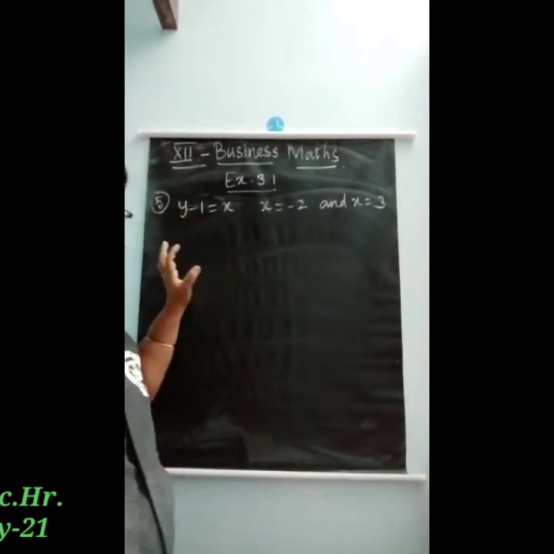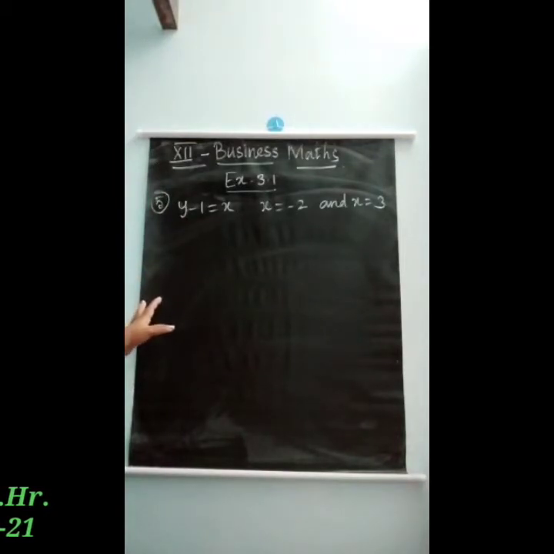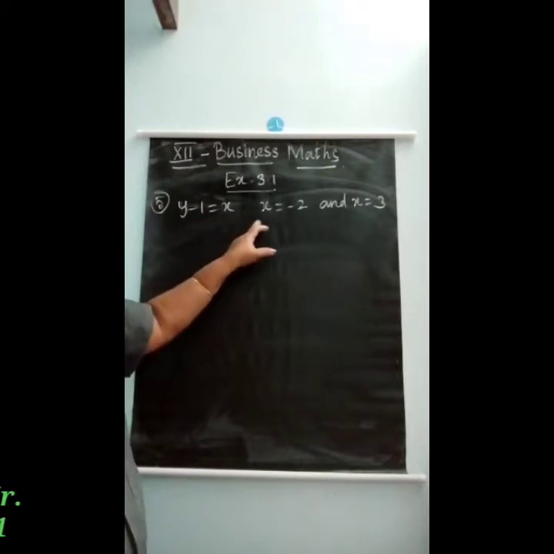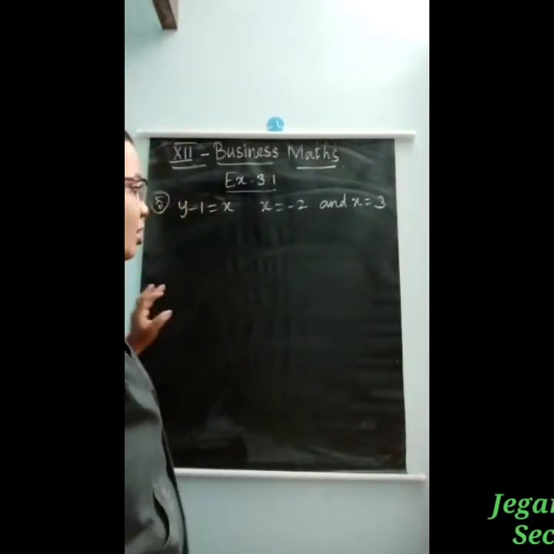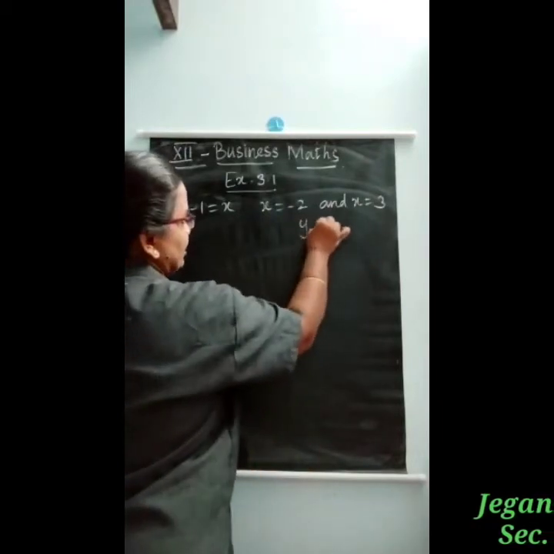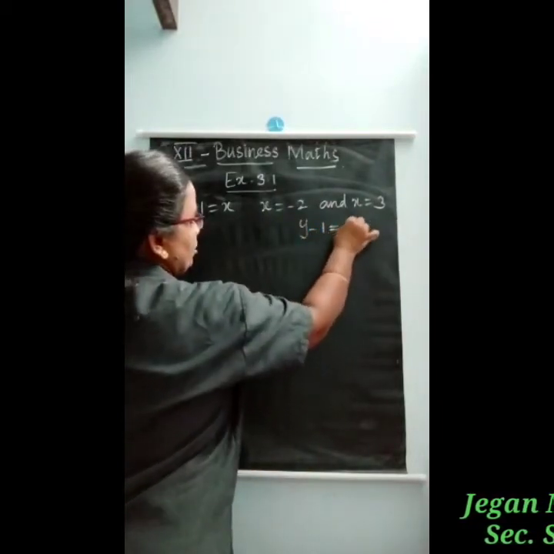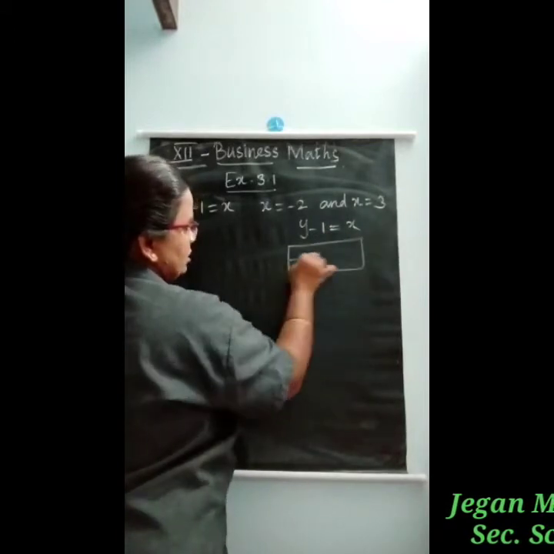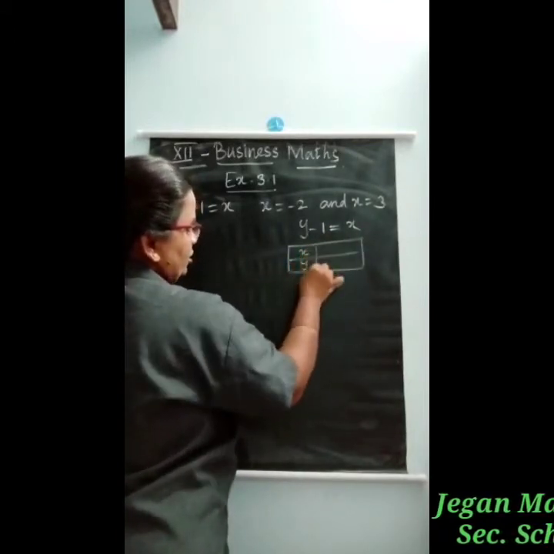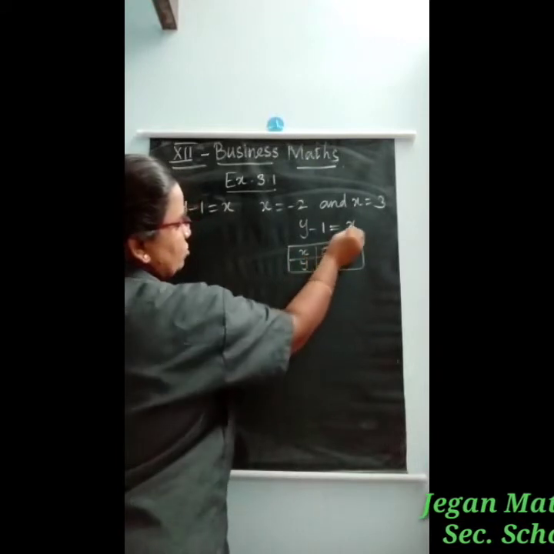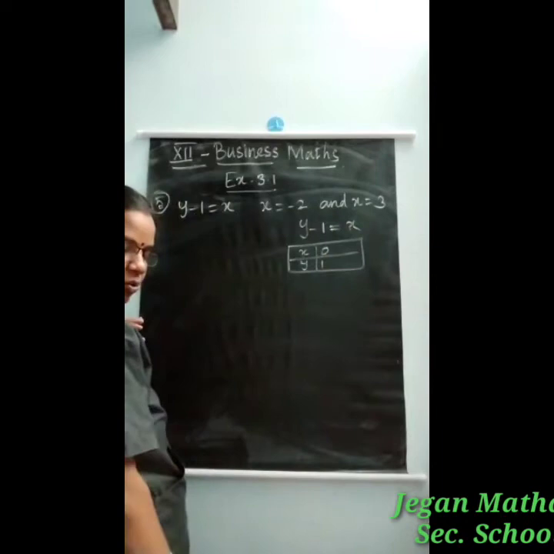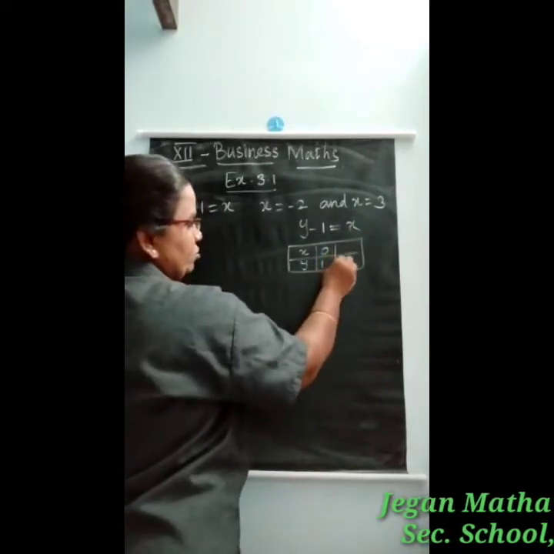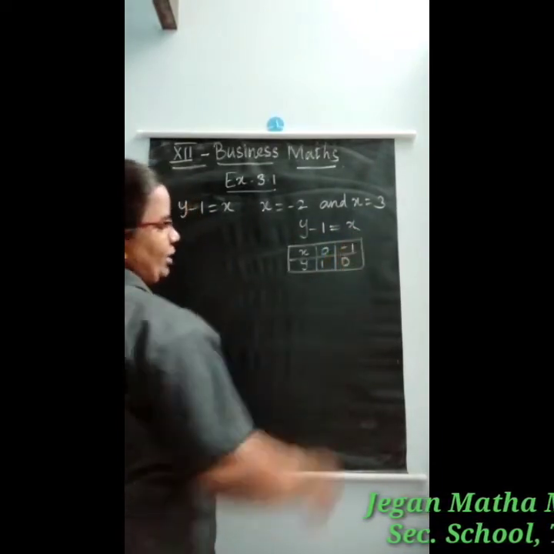That is, using integration, find the area of the region bounded by the line y minus 1 is equal to x and the ordinates x is equal to minus 2 and x is equal to 3. Now first we have to make the table for y minus 1 equal to x. So x is equal to 0 means y is equal to plus 1, and y equal to 0 means x is equal to minus 1.